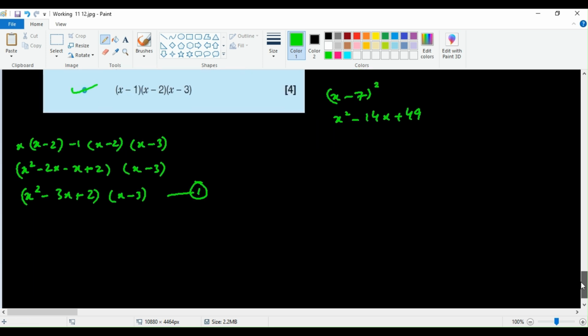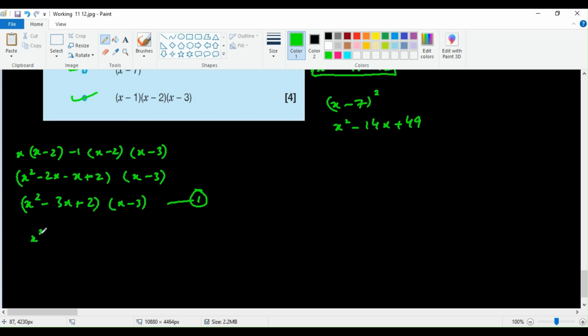Now moving on further, I will write x square minus 3x plus 2 two different times like this, x square minus 3x plus 2, and I will write x from here and minus 3 from here. So to give us x cube minus 3x square and plus 2x. Now look at these two. This is going to give us minus 3x square and plus 9x, and minus times plus is a minus 6.